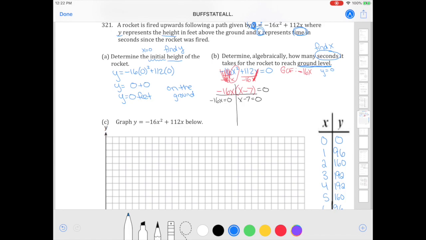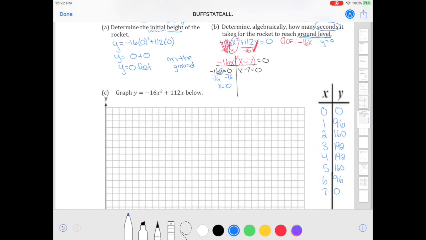So on the left, it doesn't cancel out because I can get x by itself. I divide by negative 16, and I get x equals 0. Remember, we talked about that. X equals 0 was supposed to be an answer because it started on the ground at 0 seconds. We figured that out in part A. But here's where my other answer is going to come in. To get x by itself, I need to move that minus 7 over. The opposite of minus 7 is plus 7. So I add 7 to both sides, and I get x equals 7.